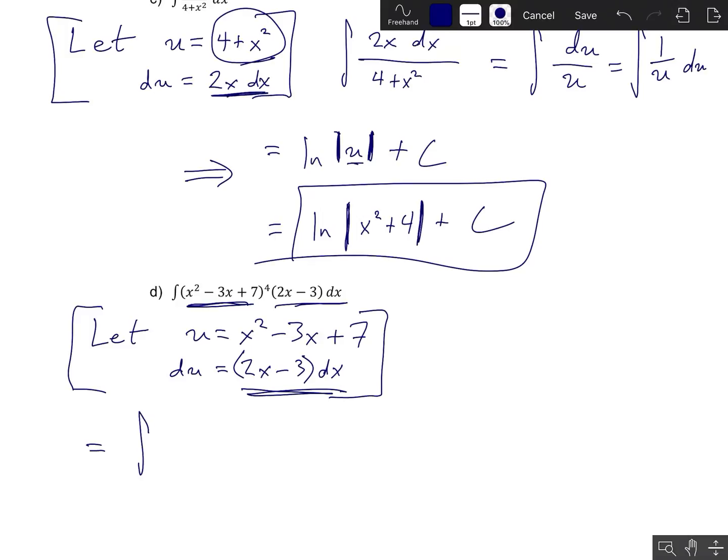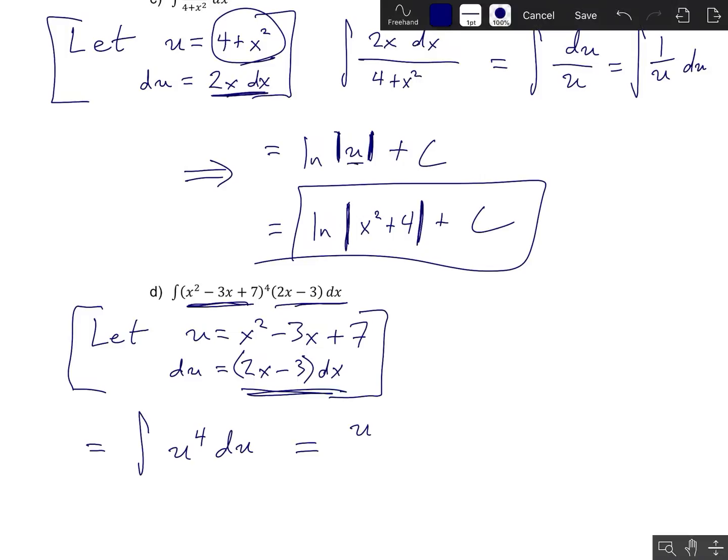We know that the first underlined expression can be replaced with just a u. So this would be a u to the fourth power. And then the second factor, this 2x minus 3 times a dx, that can be replaced altogether with a du. So I would end up getting the integral of u to the fourth du. Now I've gotten rid of all of the x terms, so I can just integrate this with respect to u.